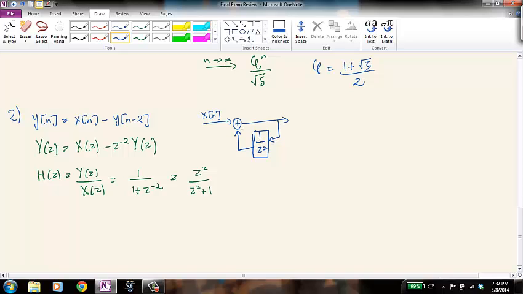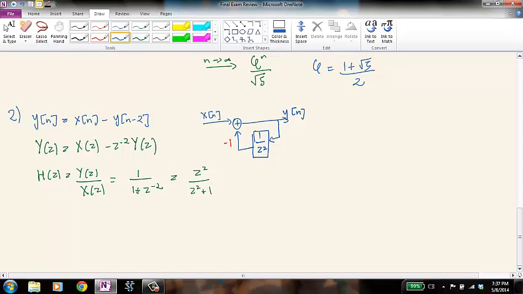Actually, you negate it and then you add it. So you subtract it from your input. Okay, that's what the system is doing. And just by looking at this diagram, you should be able to see what the impulse response is.